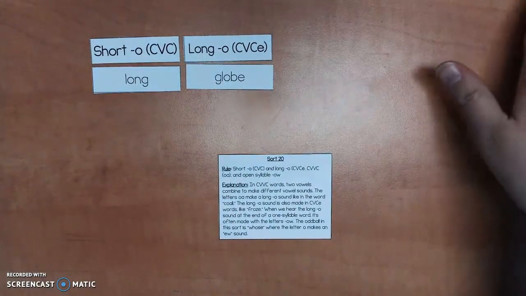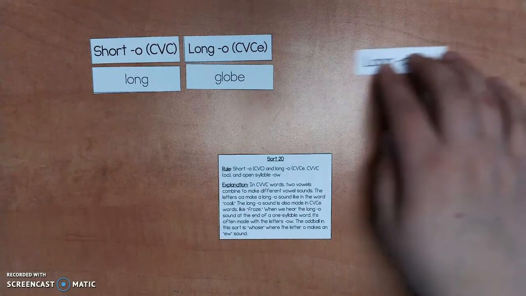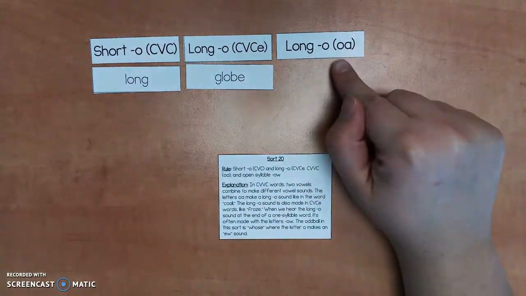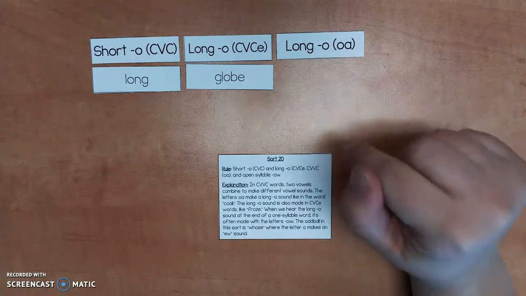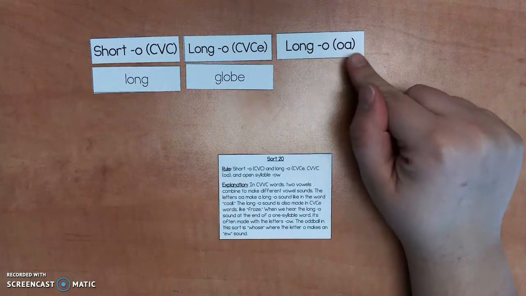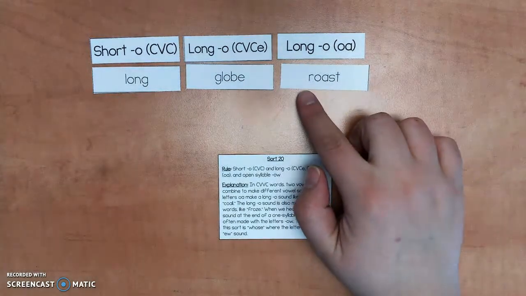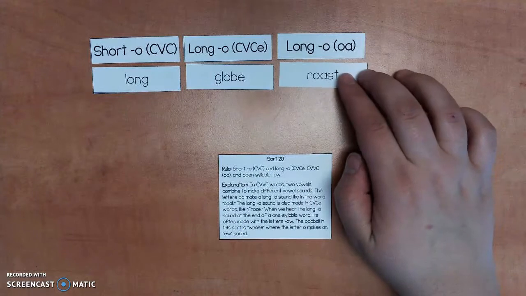Now, today we're also going to talk about some CVVC words that have the two vowels that are going to make the long O sound, OA. So we see that in words like roast, roast, okay?